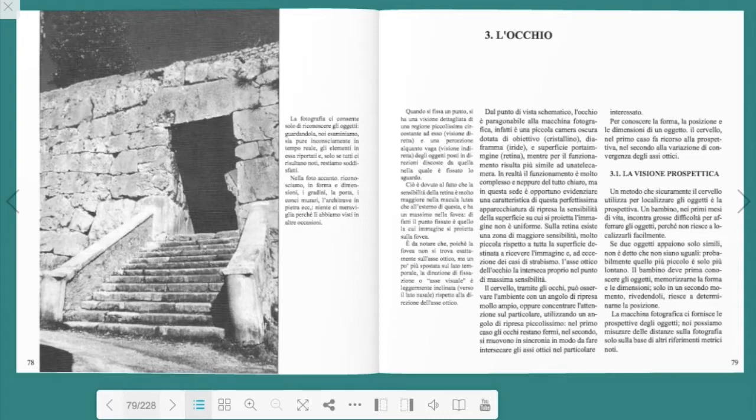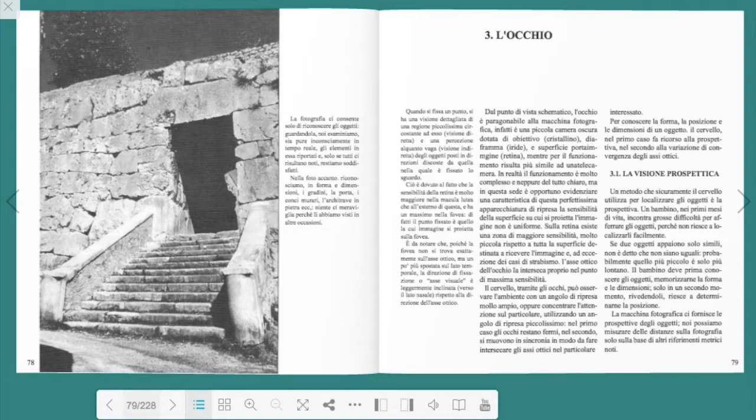at the point of maximum sensitivity. The brain, through the eyes, can observe the environment with a wide angle of view, or focus attention on the detail, using a very small angle of view. In the first case the eyes remain still; in the second, they move in sync so as to make the optical axes intersect on the particular concerned, to know the shape, position and size of an object. The brain, in the first case, uses perspective; in the second, the variation of convergence of the optical axes.